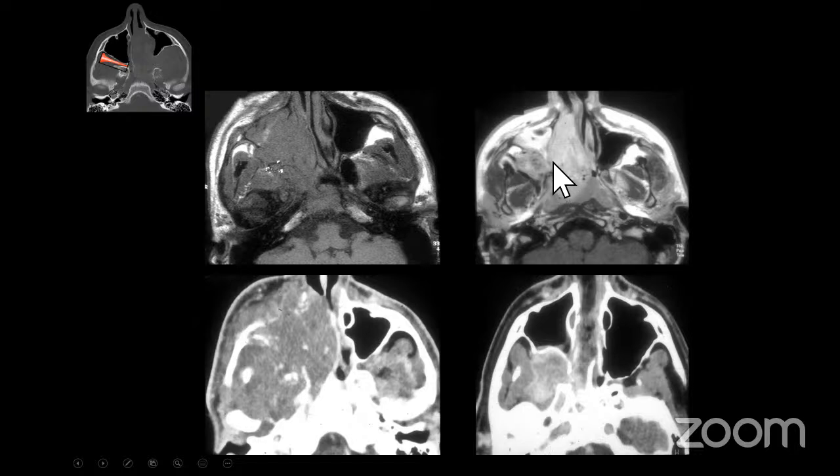And the one on the right here is a juvenile angiofibroma. And the reason why I specifically mention this is that notice the black dots here. These are multiple flow voids in the juvenile angiofibroma. This is one of the things that helps you make the diagnosis.